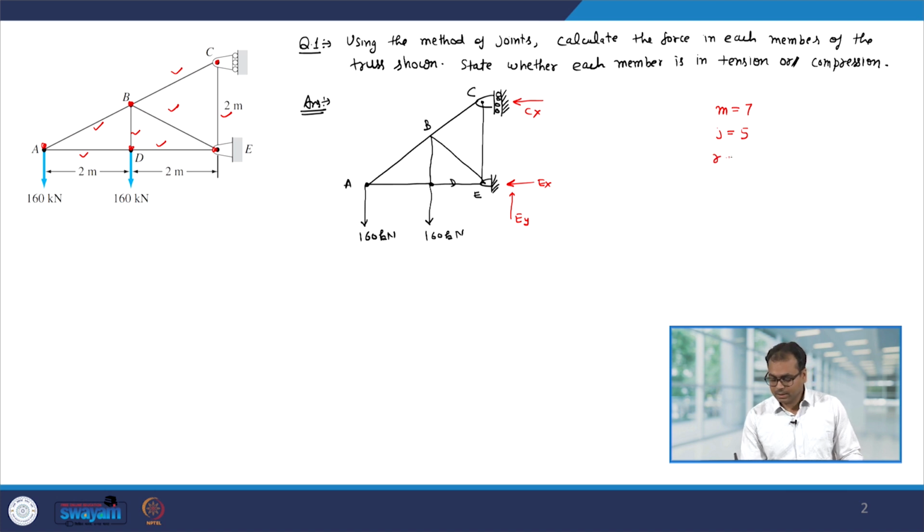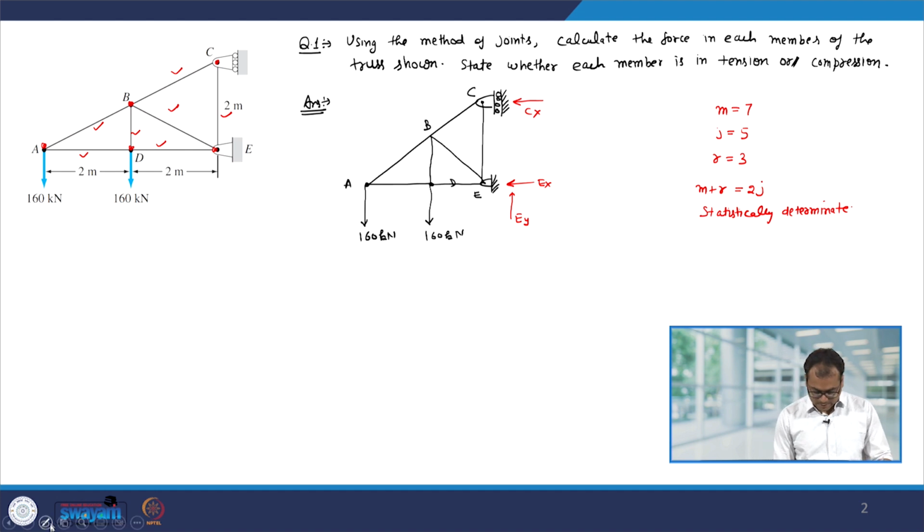And now, let us see the reaction forces. We have 1, 2 and 3. So, there are 3 reaction forces. So, you can see that m plus r is equal to 2j. Therefore, this truss is statically determinate. That means we can calculate all the internal forces that are acting on the members of this truss.